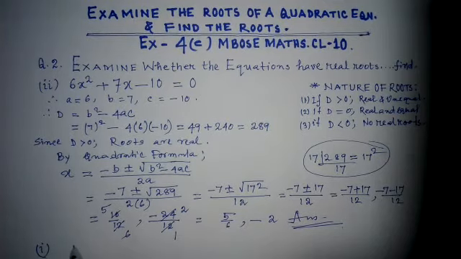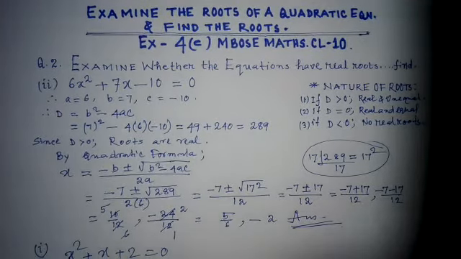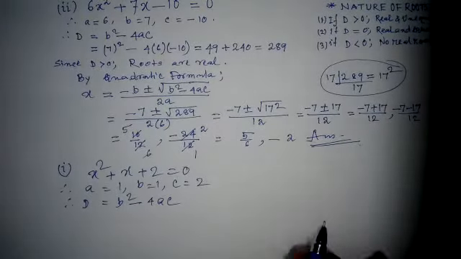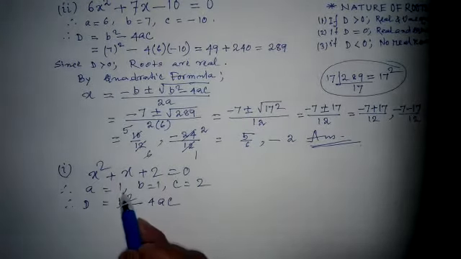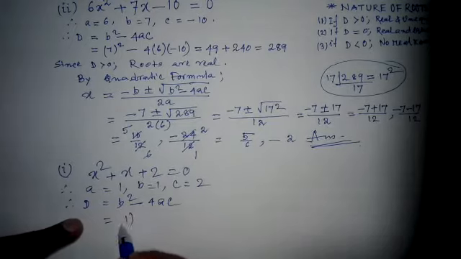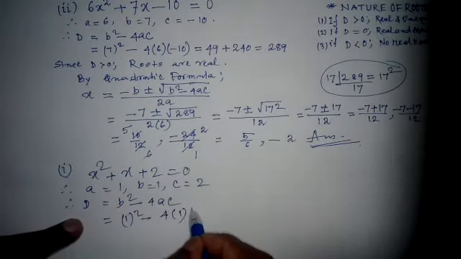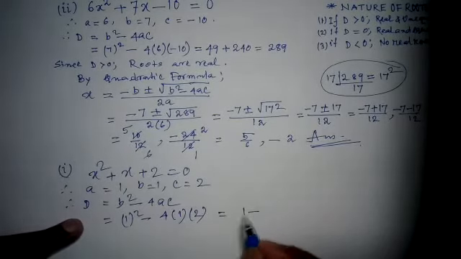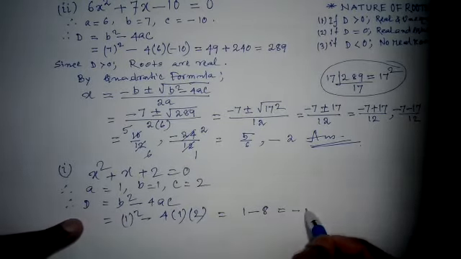Next is question number 1, which I have left. So let us see question number 1. It is x squared plus x plus 2 equals 0. So you first find what a, b, c are. A is 1, b is also 1 and c is 2. Then you find the discriminant. D is b squared minus 4ac. So write the formula for the discriminant, b squared minus 4ac, and then put the values. B is 1 squared minus 4, a is 1 and c is 2. 1 squared is 1, 4 into 1 into 2 is 8, 1 minus 8 is minus 7.